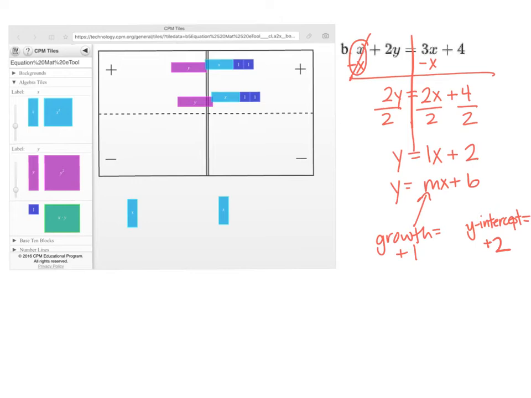When I take my equation and I write it into y equals mx plus b form, I am very quickly able to tell what the growth in the pattern is and what the starting value, or the y-intercept, is. That is the value of writing an equation where you have it set to y equals.